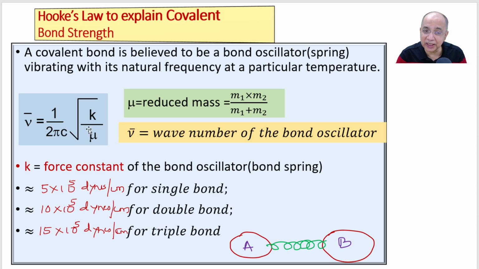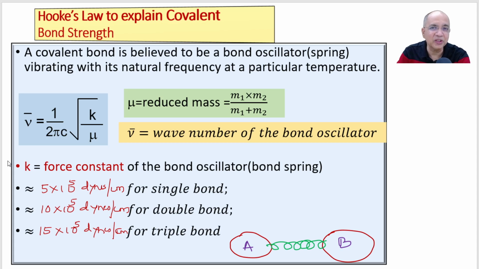So the more the reduced mass, the less the nu bar, and you know nu bar, which is wave number, is directly proportional to energy. So bond energy is nothing but hc nu bar; the more the nu bar, the more the bond energy, right? So the bond energy is directly proportional to the stiffness of the spring, how stiff the bond spring is, the K value, the force constant of the bond oscillator, and inversely proportional to the reduced mass, right?